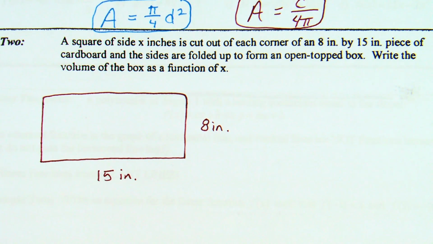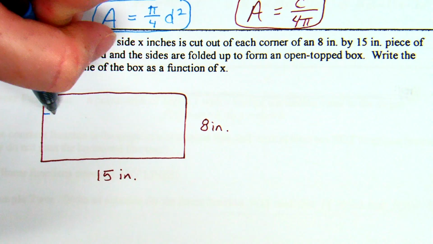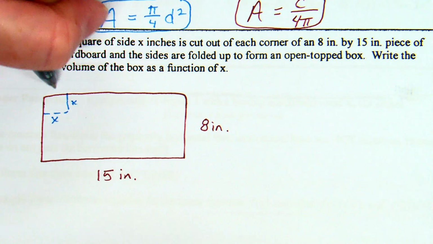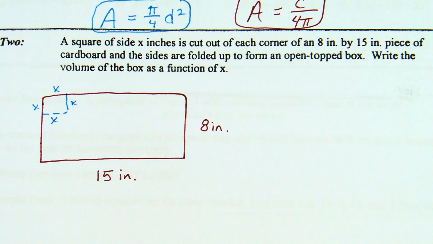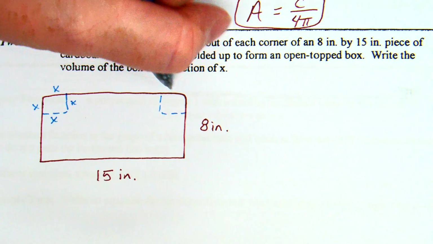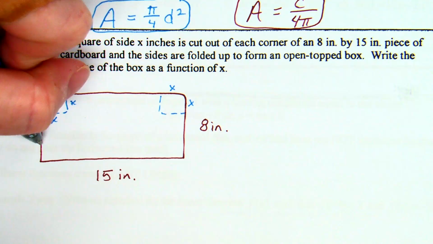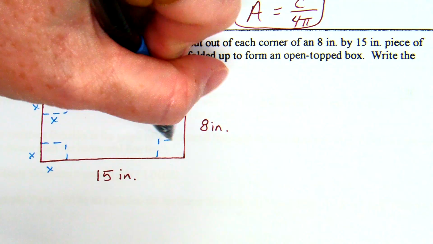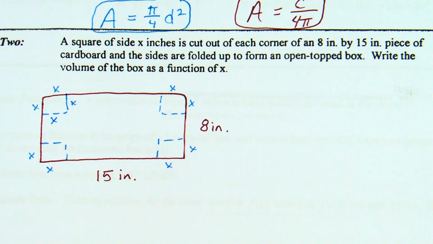Okay. A square of side x inches is cut out. So that means we take this corner right here, we cut a square out. That square that we cut out is x by x. Or in other words, each of the 4 sides is x in length. And we do this at each of the 4 corners, right? So up here, I cut a square out that is x by x. Down here, I'm cutting a square out that is x by x, and down here, cutting a square out that is x by x.